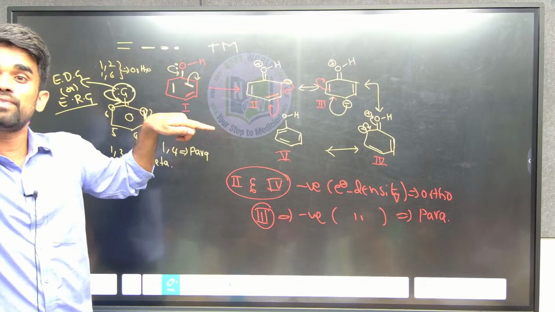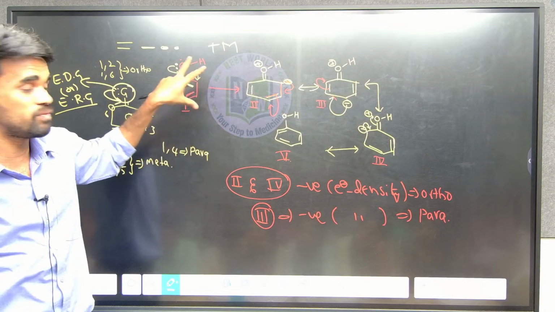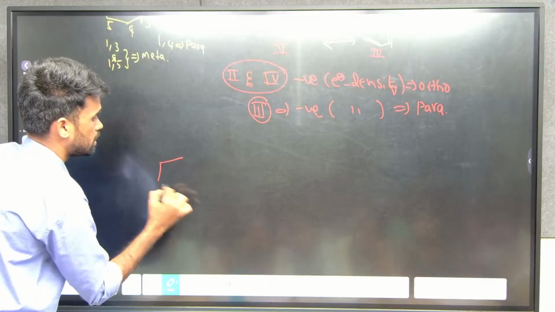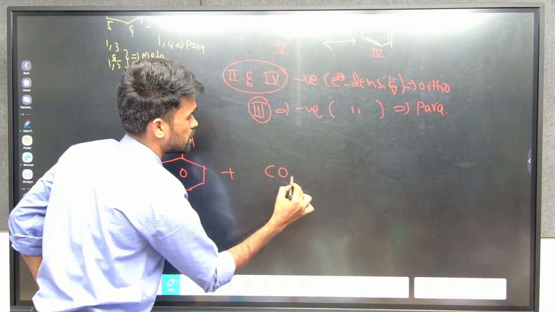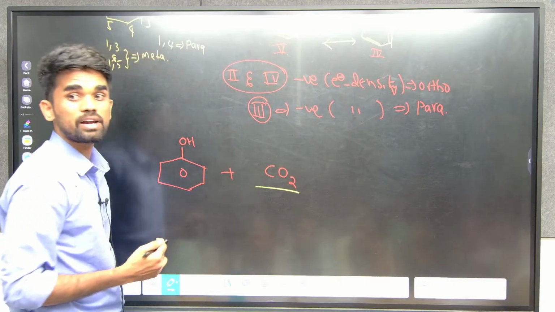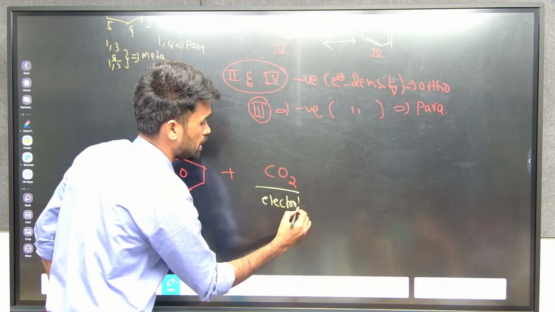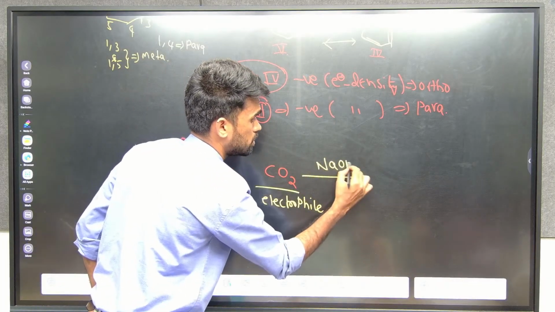So that electrophile will come to either the ortho or para position of this compound. For example, take the Kolbe reaction: phenol plus CO2. Tell me, what is the nature of CO2, electrophile or nucleophile? Electrophile. If this is an electrophile, remember the reaction takes place in basic medium, as you have studied.